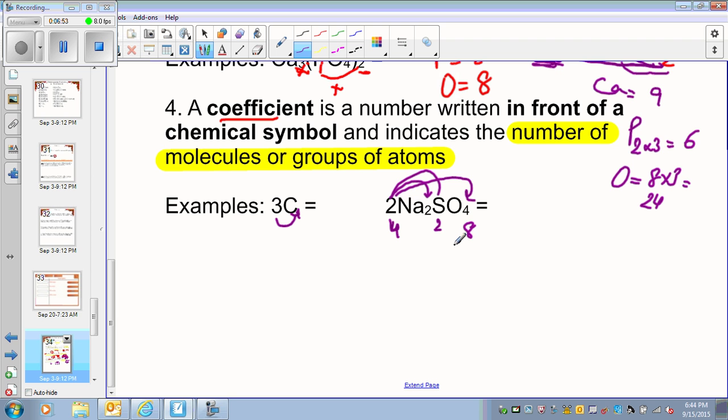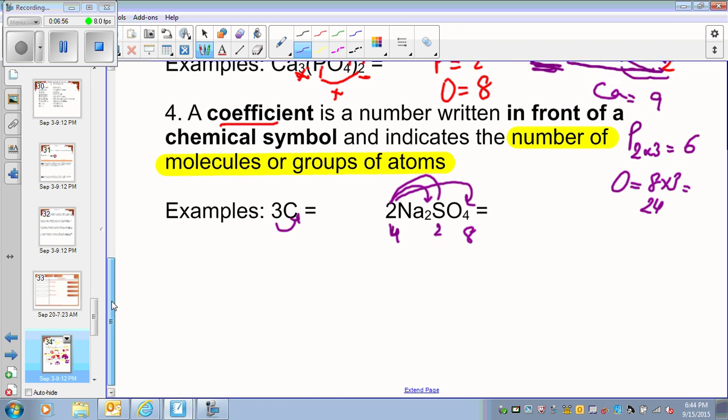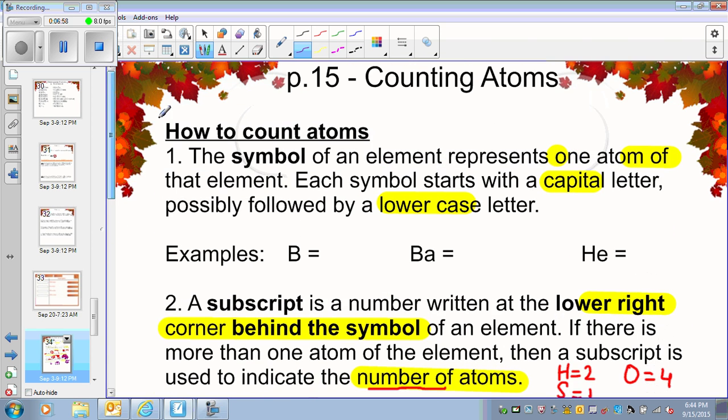So I hope you understand how to count the number of atoms in any chemical formula. That's all we wanted to talk about in this video, how to count atoms. Thank you.